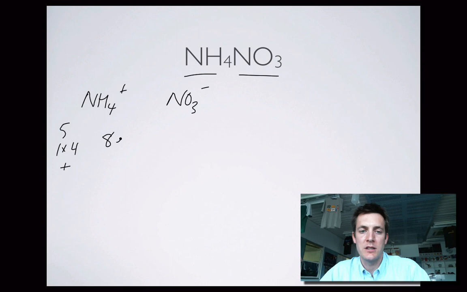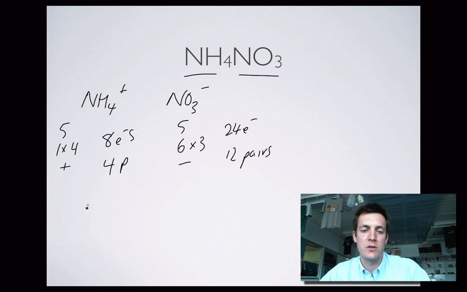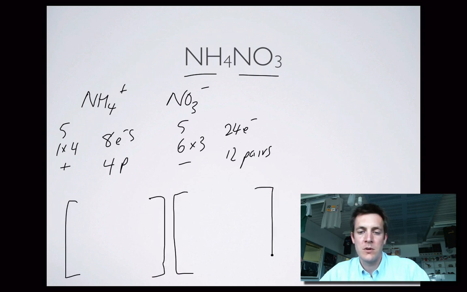That means 8 electrons or 4 pairs. Here we've got a group 5 element and group 6 element, oxygen times 3. We've got a negative charge, so that adds an electron to these guys, so we've got 24 electrons here and 12 pairs. Right, so there's going to be 2 things in square brackets because they're both ions. One of them has a single positive charge, one of them has a single minus charge.